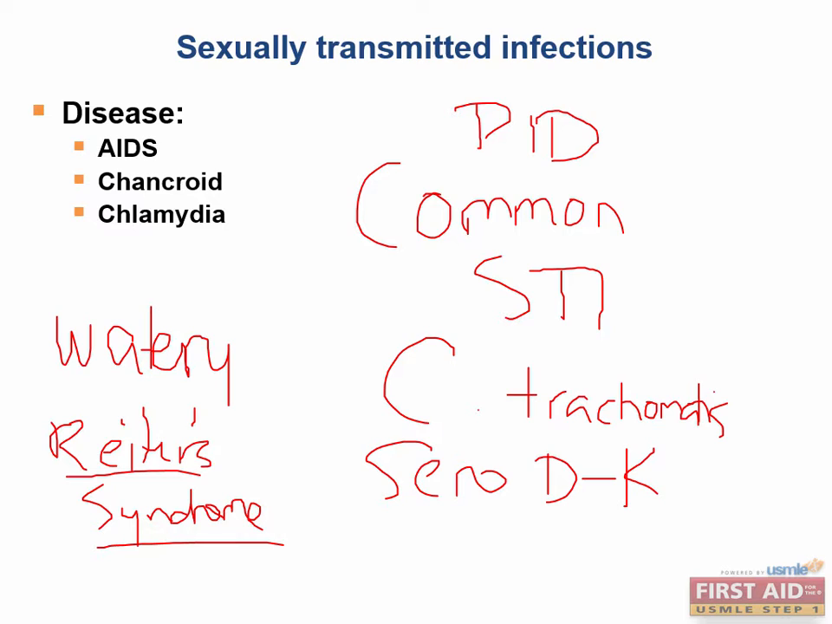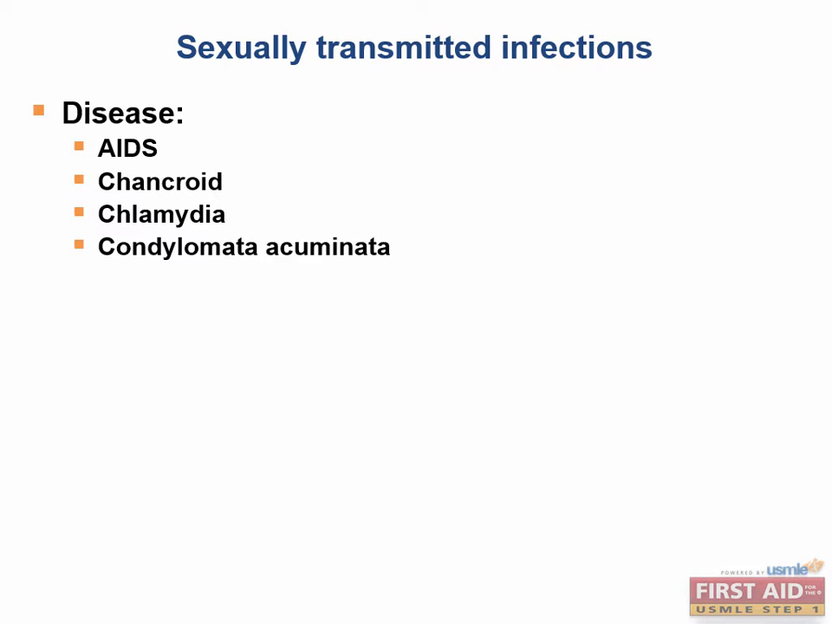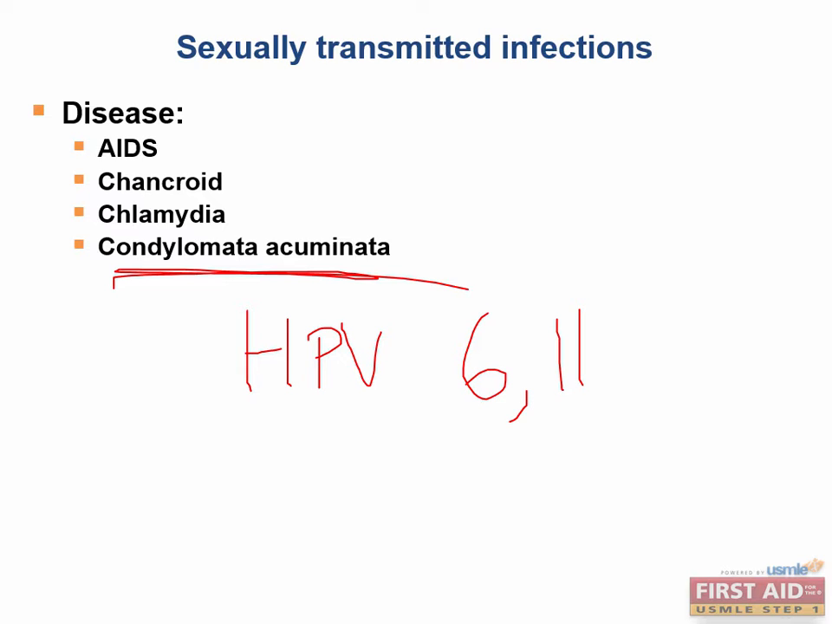The mnemonic to remember Reiter's syndrome is that you can't pee, can't see, and can't climb a tree, referring to the urethritis, conjunctivitis, and arthritis. Next is condylomata acuminata, not to be confused with condyloma lata. Do you remember what causes condylomata acuminata? This is caused by human papillomavirus serotypes 6 and 11. This is a fancy medical term for genital warts.